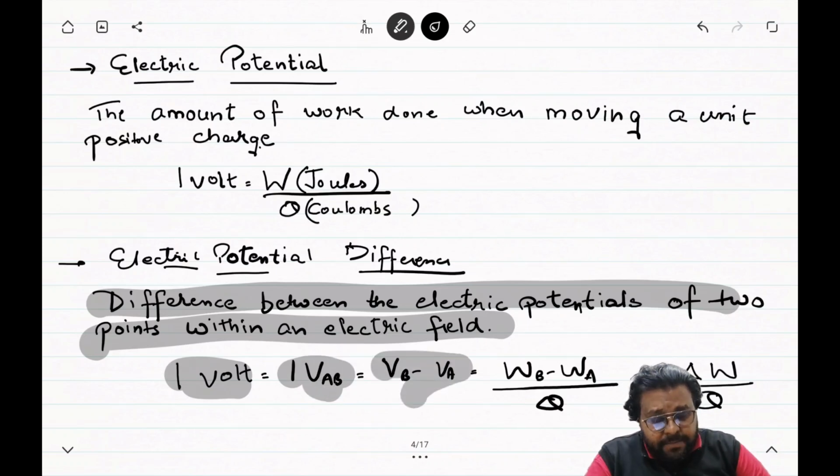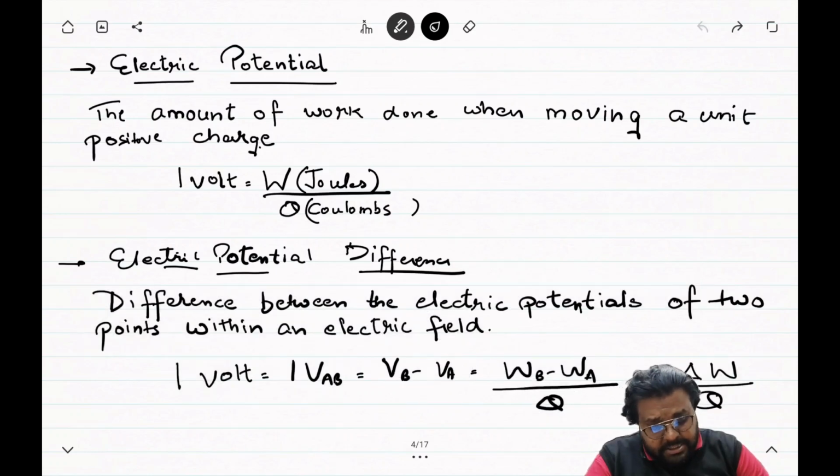It's VB minus VA, that means work done at B minus work done at A upon total charge. That means change in work done per unit charge. This gives me the electric potential difference.